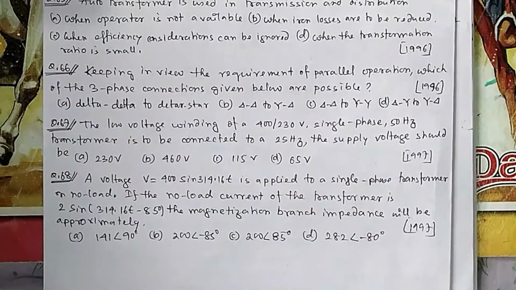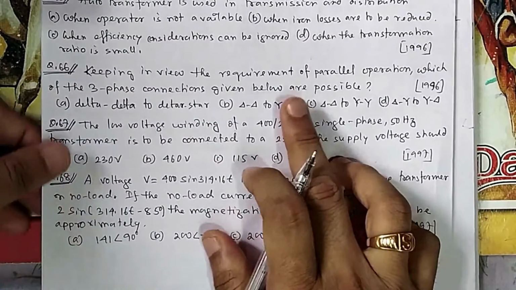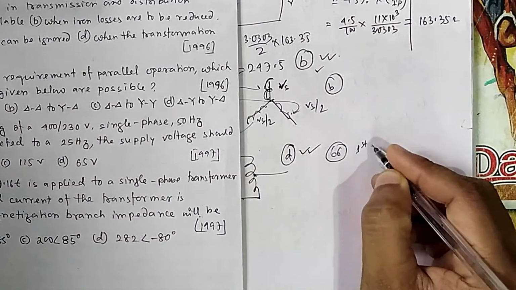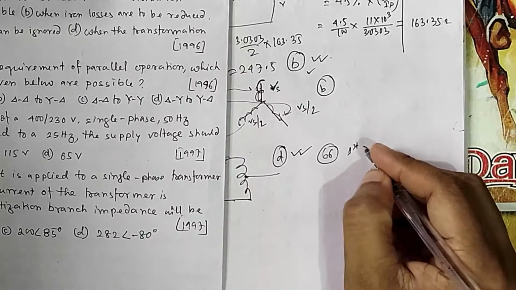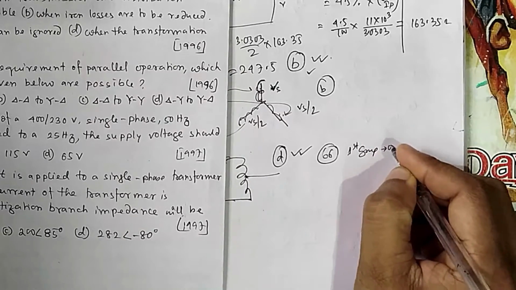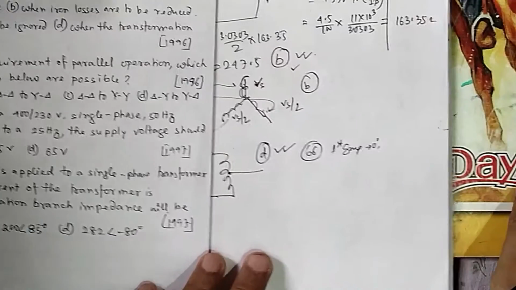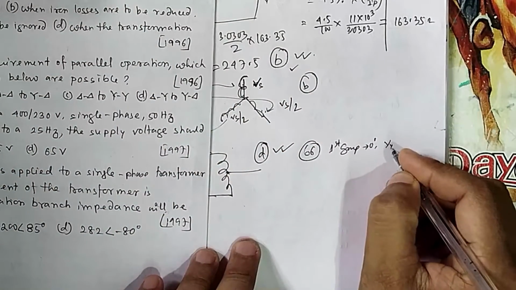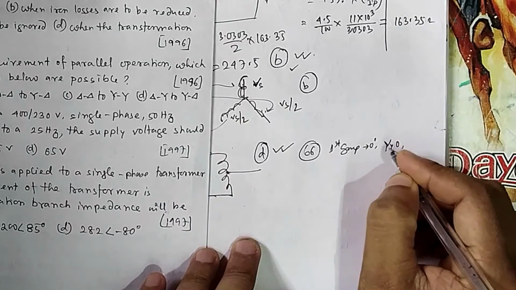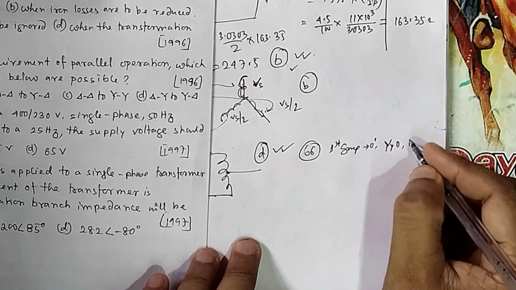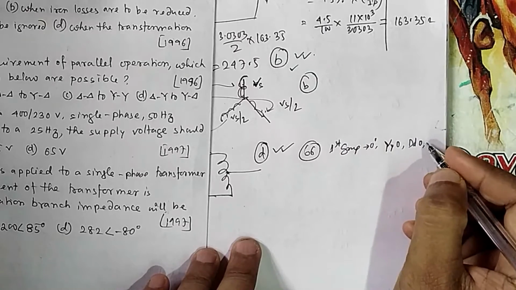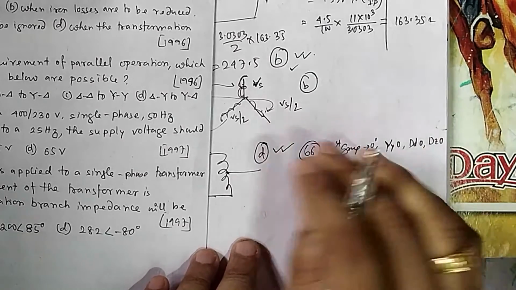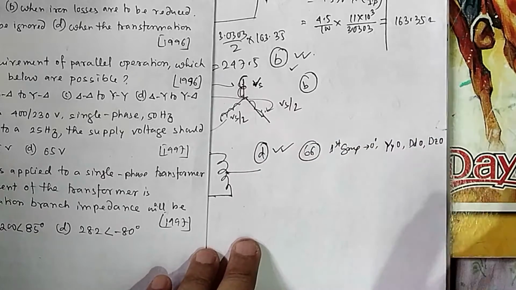So for parallel connections of these, there are different vector groups. If I write the vector groups, the first group is the 0 degree group. So what are the 0 degree groups? The displacement between primary and secondary should be 0 degree, that is Y0, means primary is also star, secondary is also star, Dd0, or you can also have Dz0. That 0 means there is no phase difference between these. This is your first group.